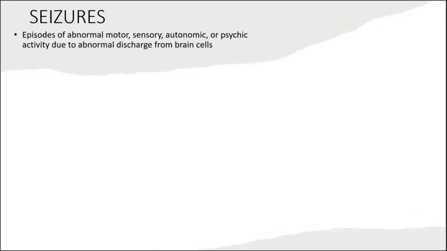So again, with seizures, these would be episodes of abnormal motor, sensory, autonomic, or psychic activity due to abnormal discharge from brain cells. So again, these seizures could be caused by maybe epilepsy, or fever, especially in children. Head injury could also cause seizures, an infection of the brain or the central nervous system, or a brain tumor, or even a stroke or drug withdrawal. Any of these can cause your clients to go into seizures.